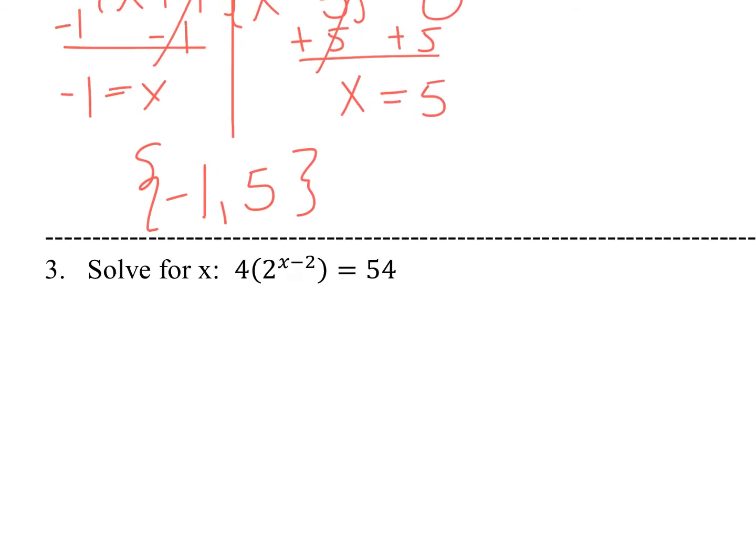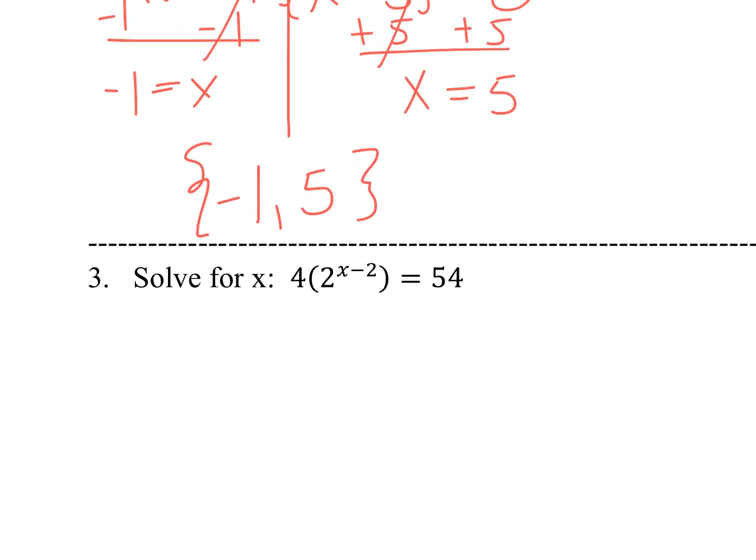Next question asks you to solve for x. X is in an exponent, so the thing you're going to have to use here is most likely logs, but the first thing you want to do before you put a log or an ln in is divide by 4, and I get 2^(x-2), and I'll see if 54 divides by 4, and it should. I think it's, oh, nope, I don't know my times tables. It's 13.5.